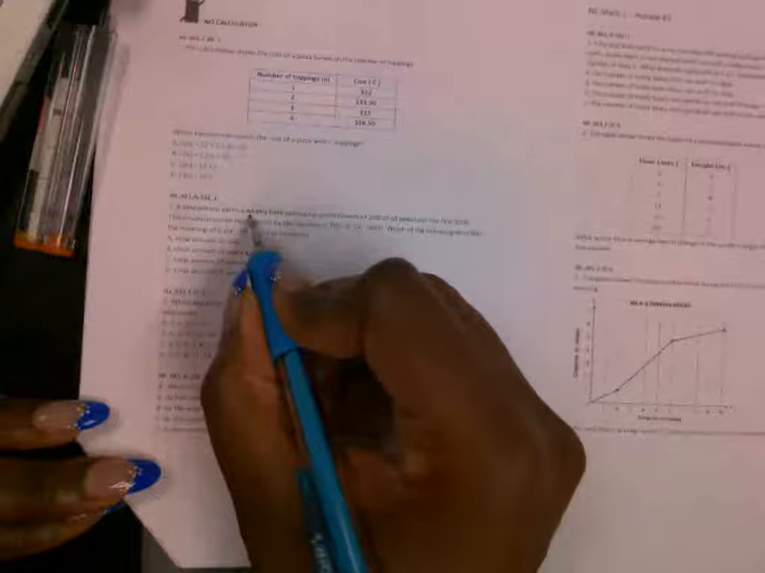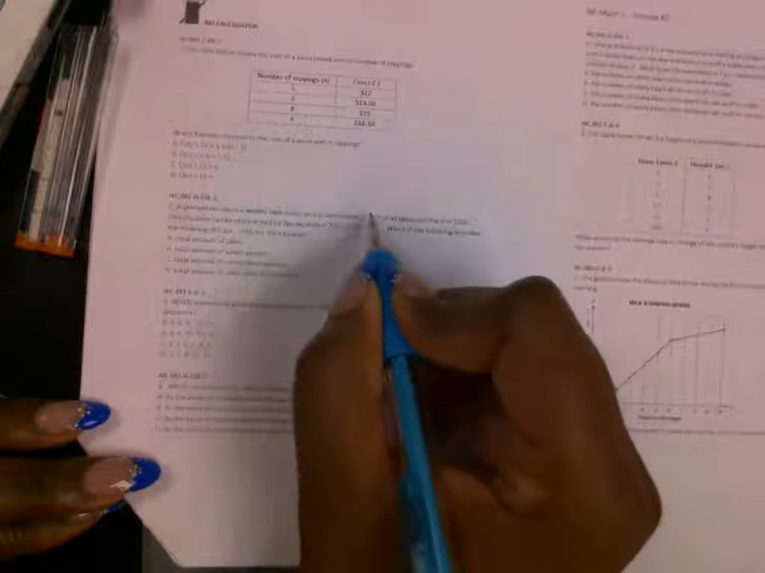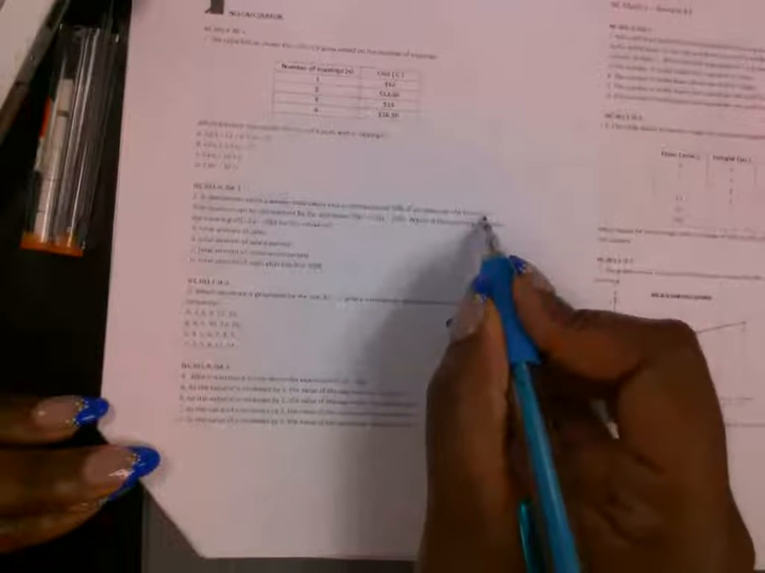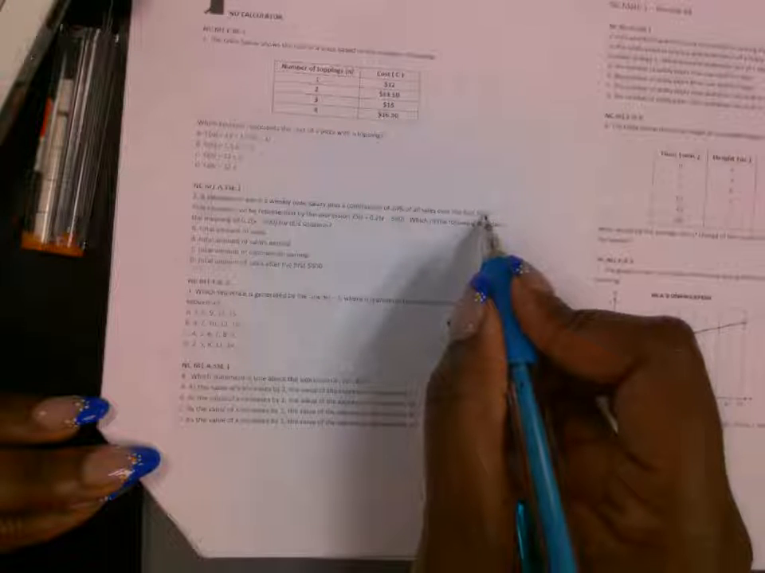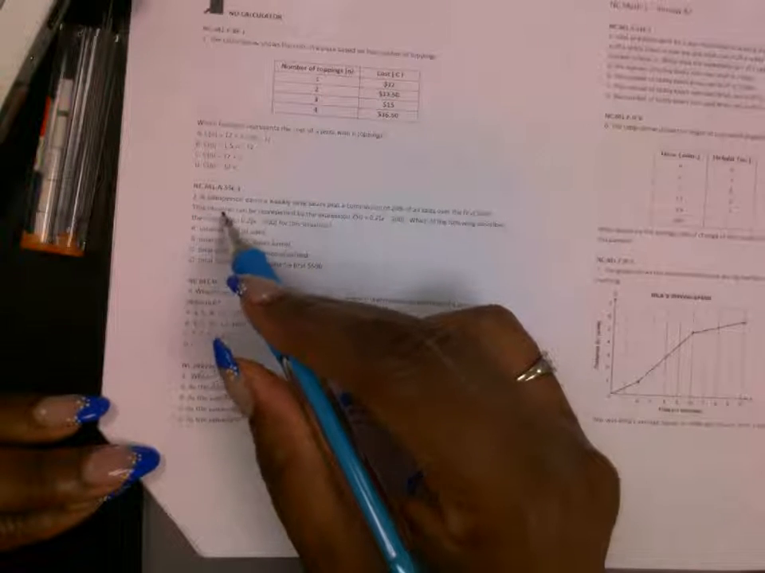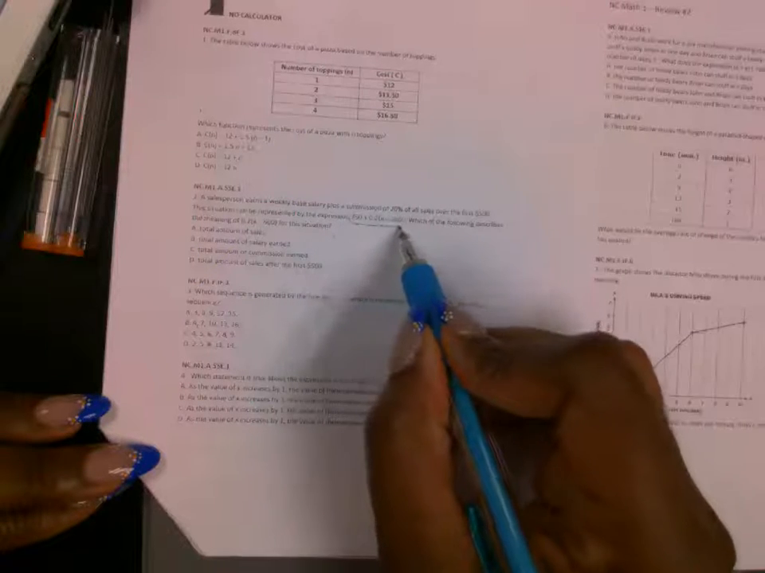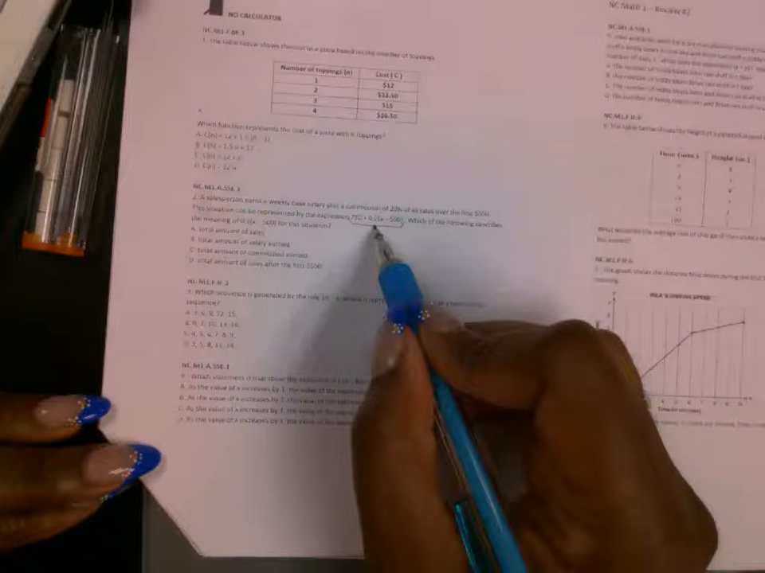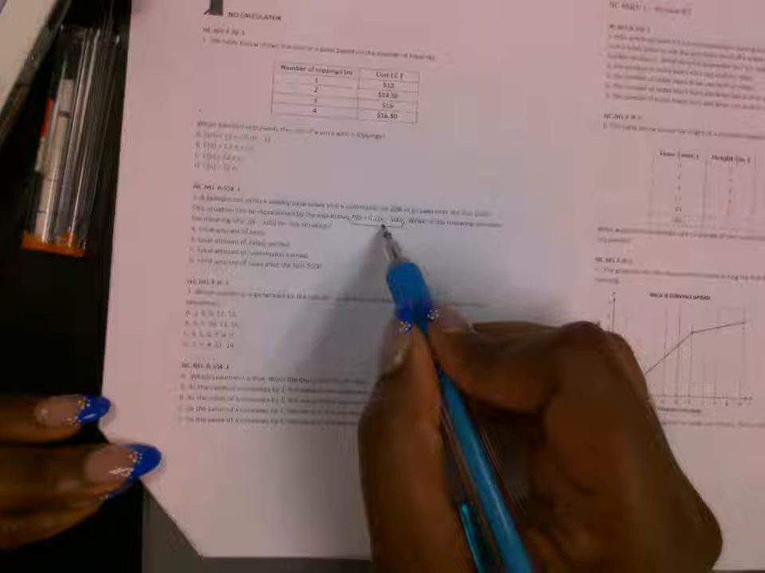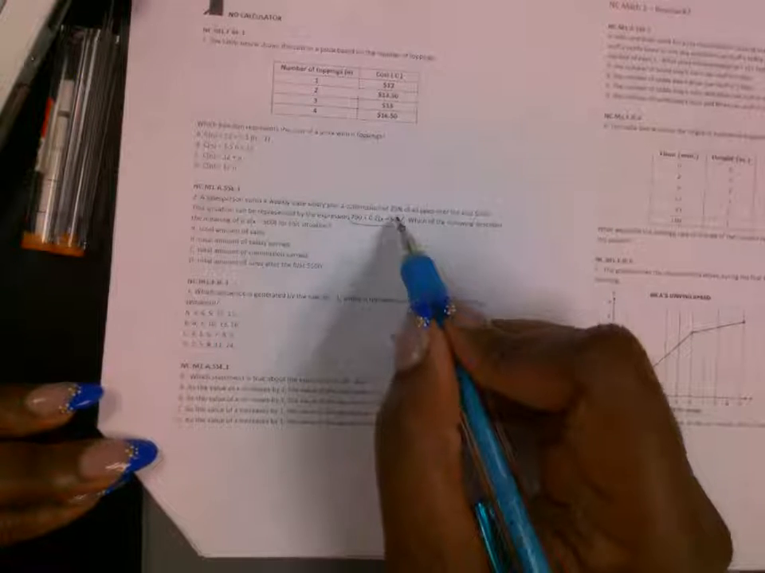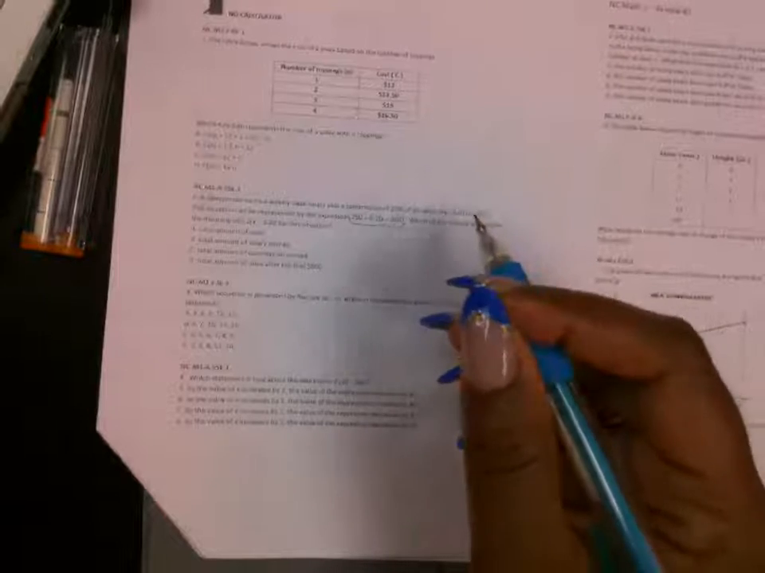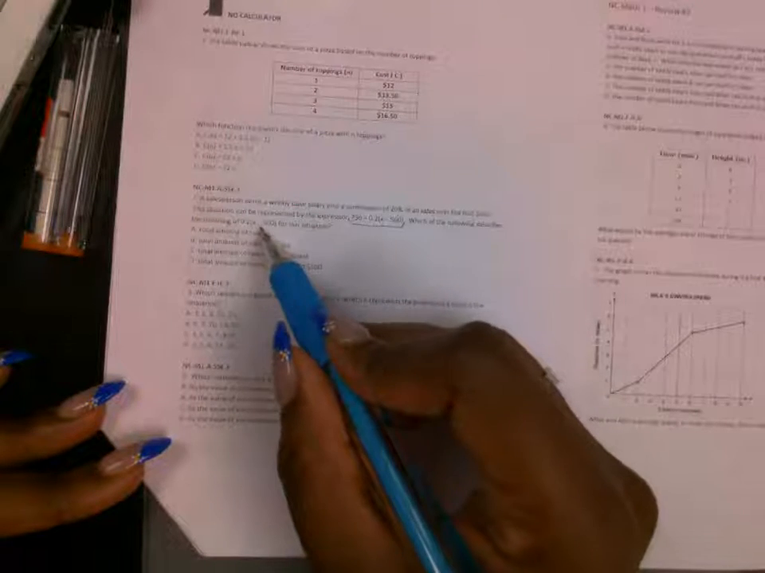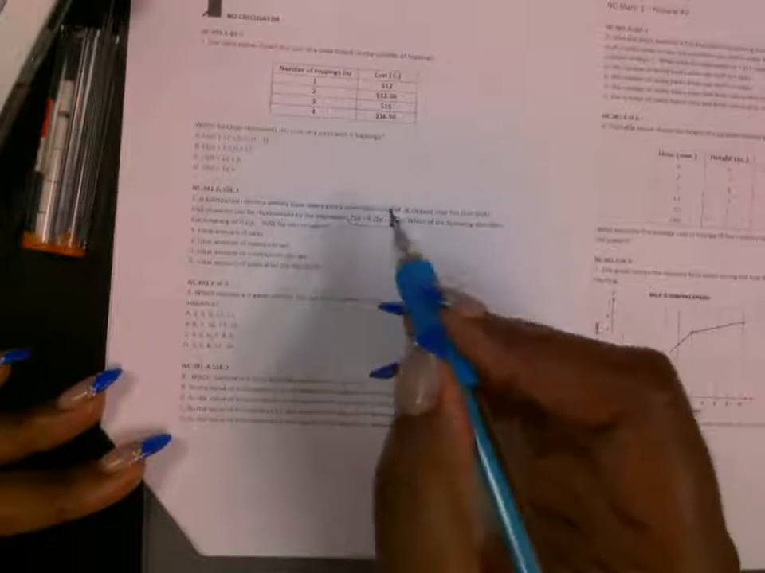If the salesperson earns a weekly base salary plus a commission of 20% of all sales over the first $500, this situation can be represented. They give you an expression, okay? You've got 750 plus the 20%, and this is the amount you make minus the 500, because remember, it's only 20% of the sales over the first 500. That's it, okay?